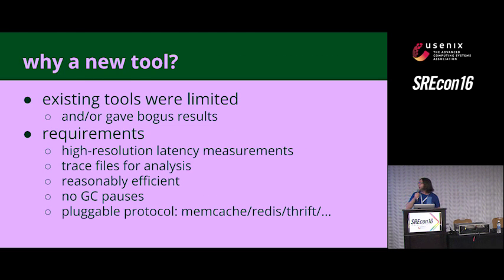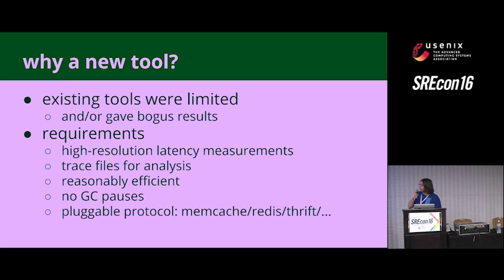So why a new tool? The existing tools were pretty limited. They didn't have the features that we were looking for. And a lot of them were actually giving bogus results. Like if you turned down the rate limit on something, the latencies were actually increasing. And this was due to a bad event loop within the benchmark tool.